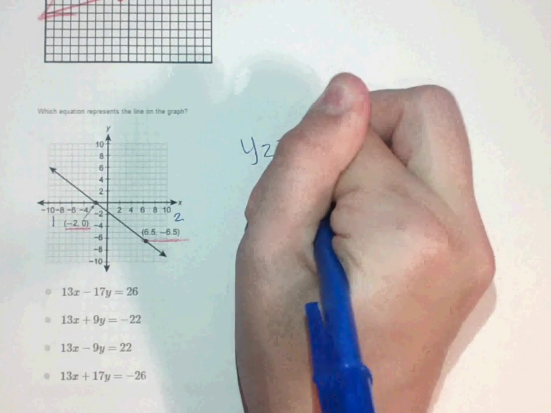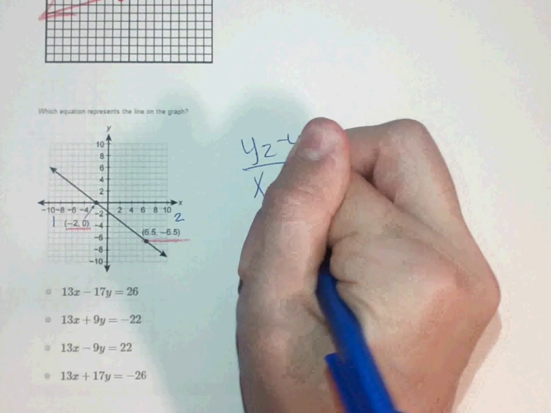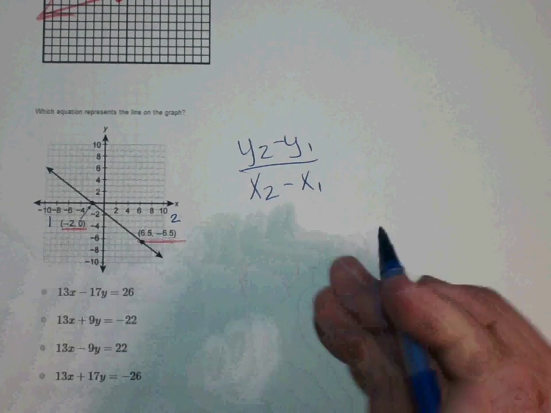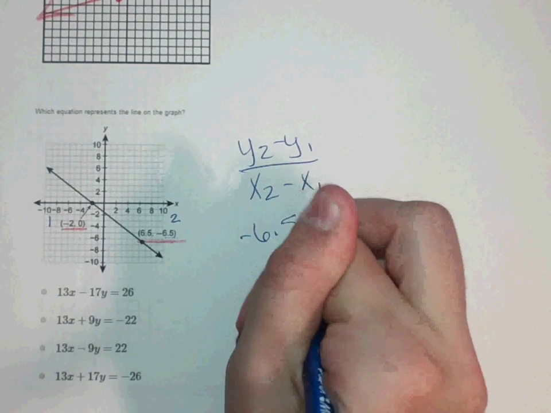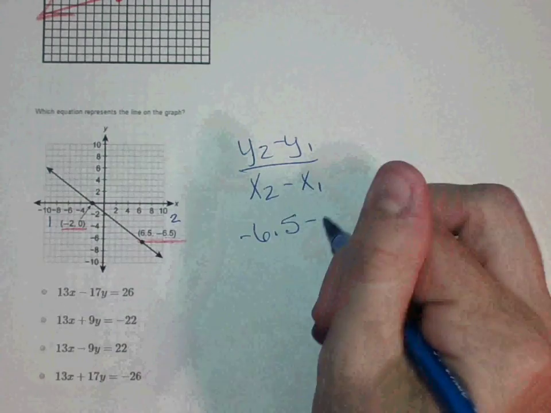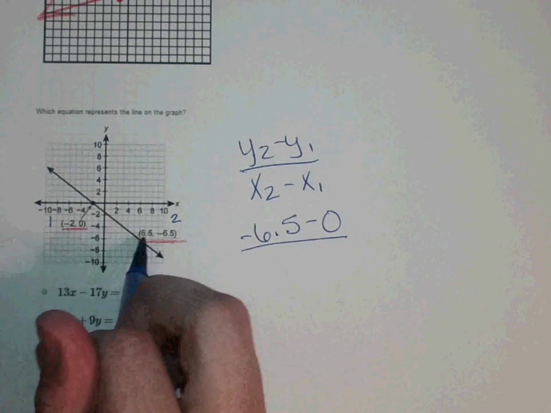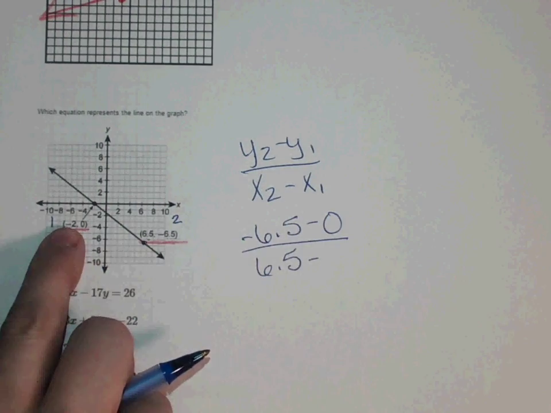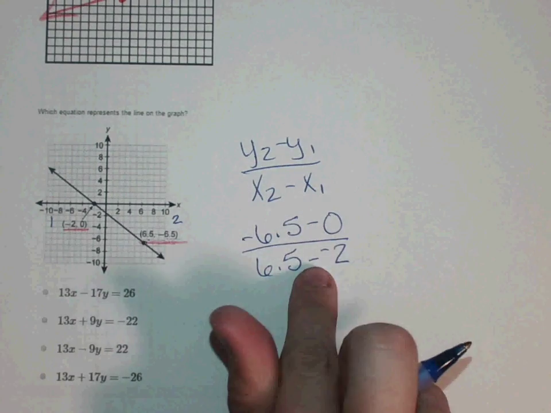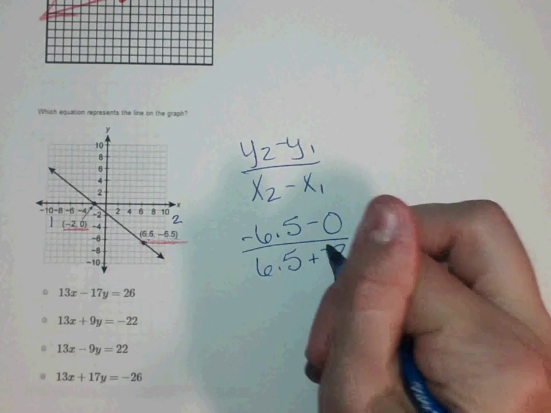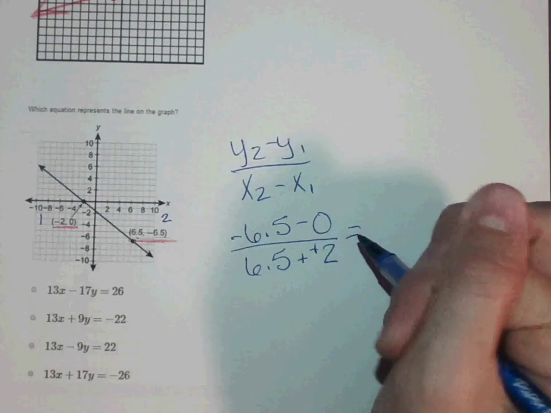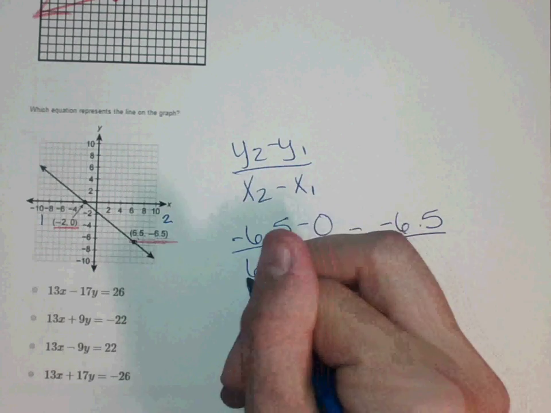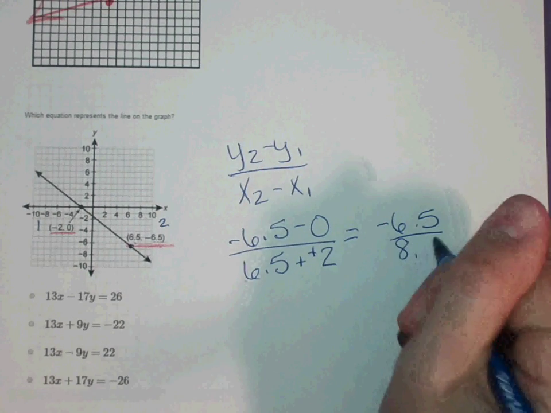Okay, remember our slope formula is y2 minus y1 over x2 minus x1. So I'm going to take the y from my second pair minus the y from my first pair over the x from my second pair minus the x from my first pair. Here's that minus a negative again. Remember, that means plus a positive. So anything minus 0 is itself, over 6.5 plus 2 is 8.5.